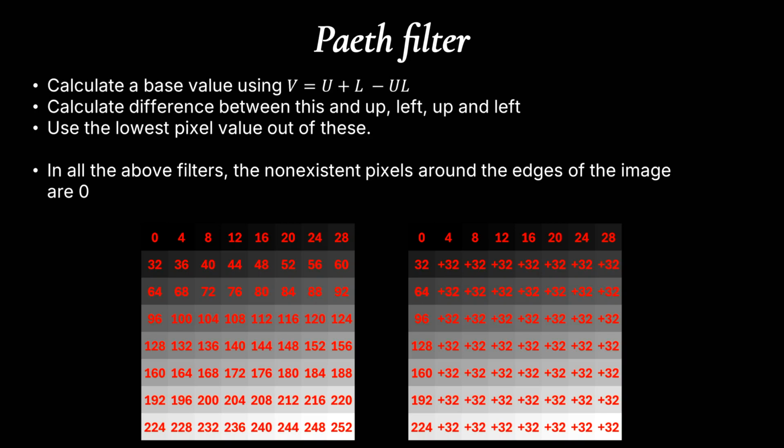And in all the filters that we talked about, the sub, the average, the up, and the path, if it's looking at a pixel that's around the edge, and it's trying to look left, it just takes that number to be 0. So if it's looking at a left that doesn't exist, it takes that number to be 0 and carries on. It does the maths exactly the same.